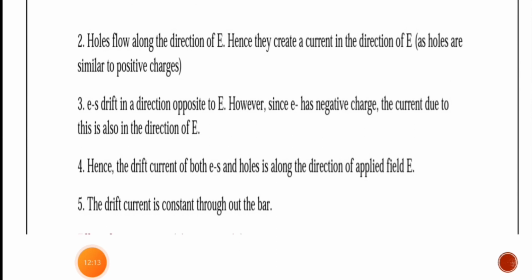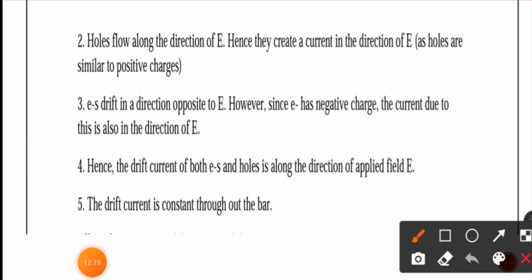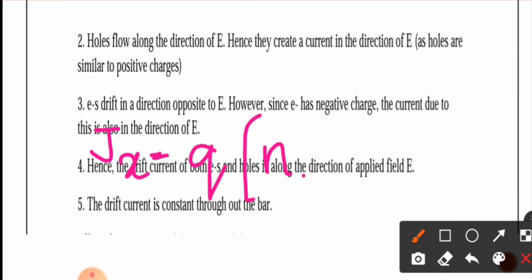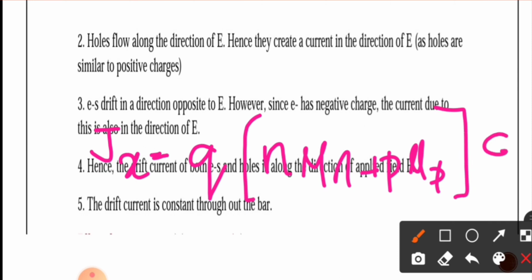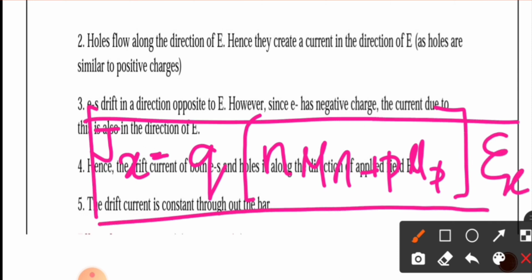So in this topic we learned about mobility and conductivity. So we can write the current density Jx for a semiconductor as Jx is equal to q, the charge of the electron or hole, into n mu n plus p mu p into electric field Ex. This is the total current density when an electric field is applied in the x direction for a semiconductor.